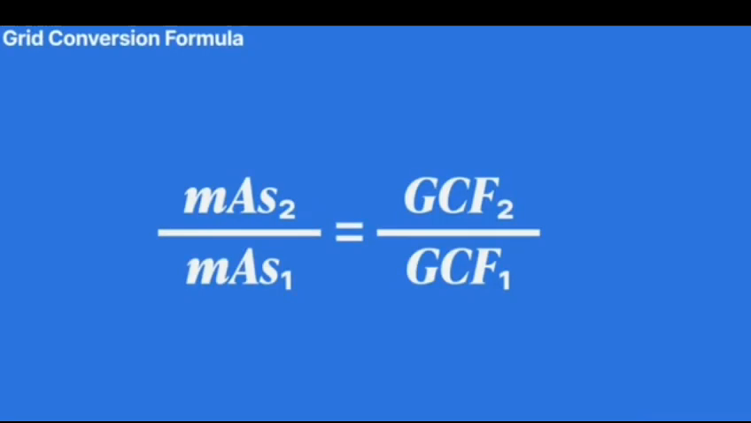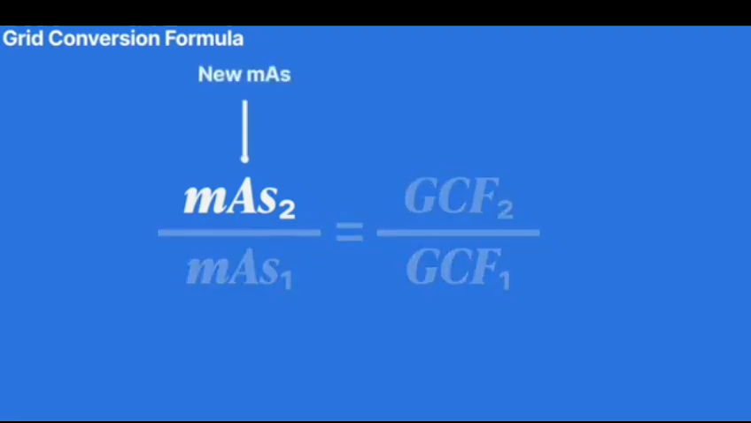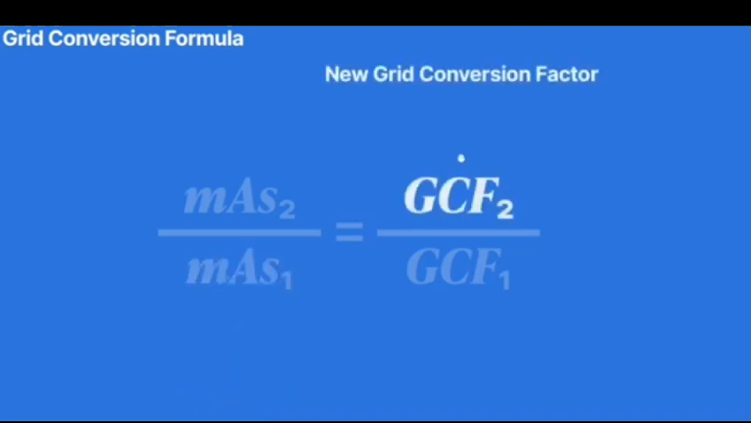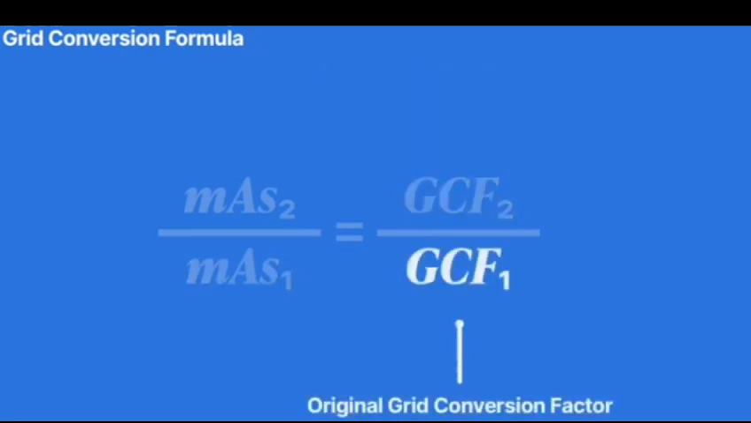I'm sure you'll be excited to know there is some math involved. This is called the grid conversion formula. The base formula looks like this. mAs2 over mAs1 is equal to grid conversion factor 2 over grid conversion factor 1. mAs2 is just the new mAs. That's the number that we have to calculate. mAs1 is the original mAs. That's the mAs we would use based on the original grid ratio. Grid conversion factor 2 is the grid conversion factor for the new grid, and grid conversion factor 1 is the grid conversion factor for the original grid.